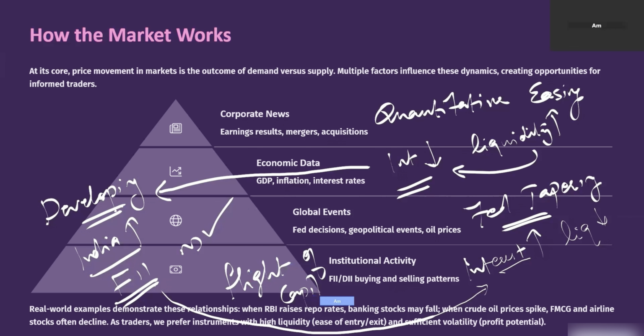So I hope this much is very clear. So quantitative easing, Fed tapering. Quantitative easing is good for the market, but the opposite, Fed tapering, is bad for the market.